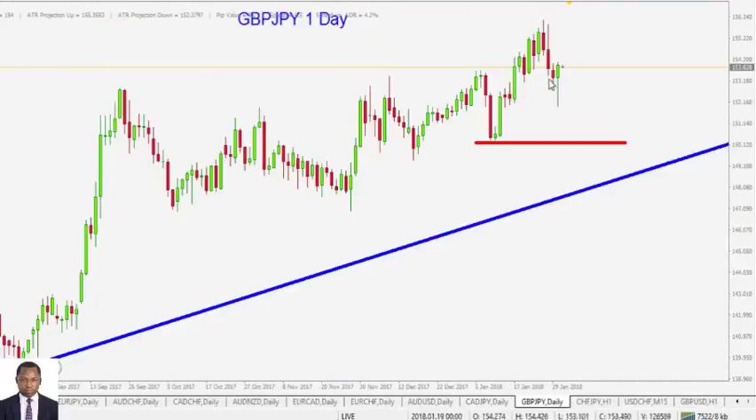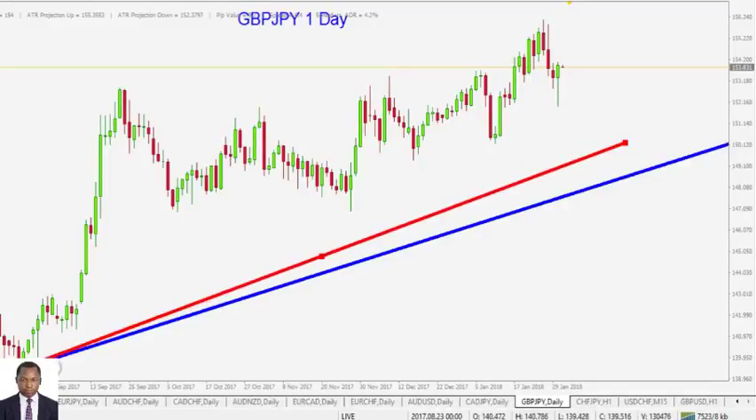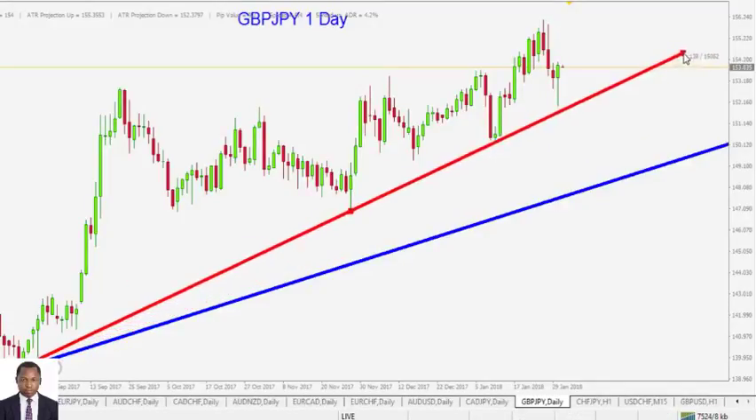Sterling pounds against the Japanese yen. This is the daily time frame. Price made that bounce for today. It seems we got a trend line. Let's take this line from here. Okay, that's the daily trend line. Price came really close, but didn't hit that level.